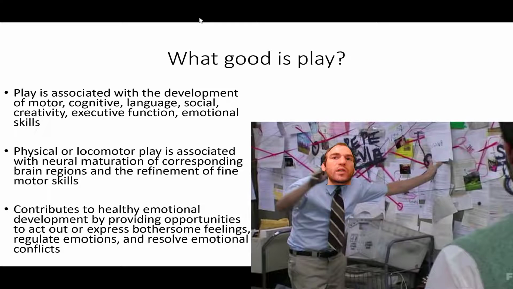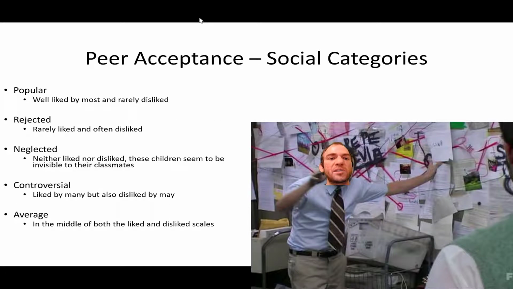And obviously, just running around in general is associated with development of muscles, but also neural regions that are associated with motor movement, such as the motor cortex. So again, play is very important and a critical aspect of development. Continuing on with the impact of peers on development, peer acceptance, social categories. Popular children are well liked by most and rarely disliked. Rejected children are rarely liked and often disliked. Neglected children are neither liked nor disliked. These children seem to be invisible to their classmates.